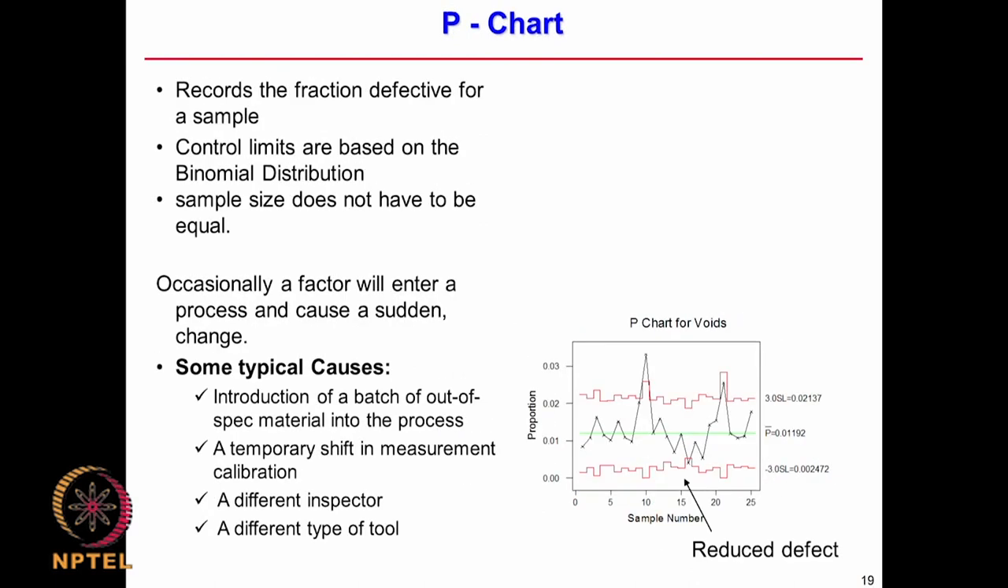Then you have the P chart, which measures fraction defective, whereas the C chart is the actual number of defects. The P chart is a proportion. Control limits are based on the binomial distribution, and the sample size does not have to be equal in the P chart also, because you are calculating fraction defective. Occasionally some data may go up and down. Here also you can plot the 3 sigma, but this will keep varying.